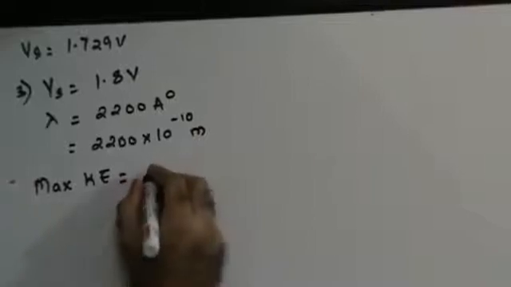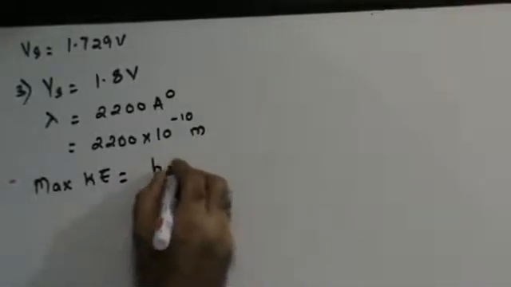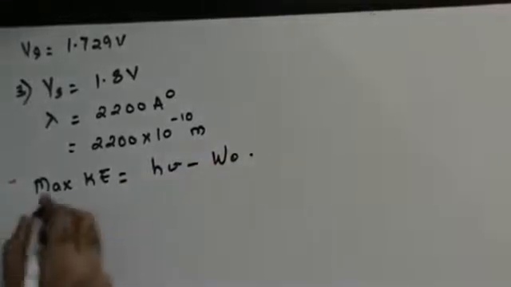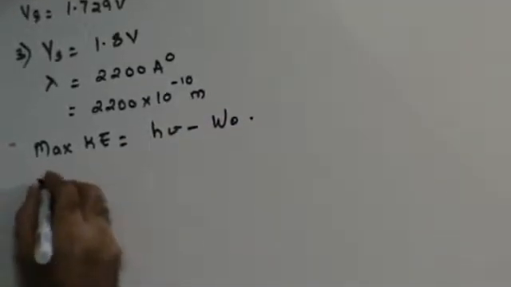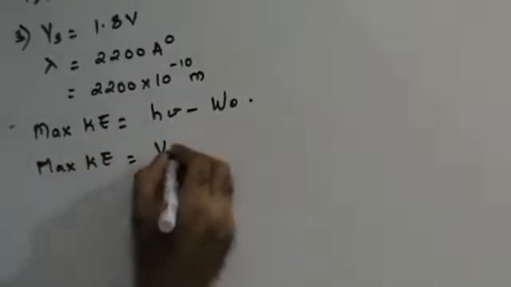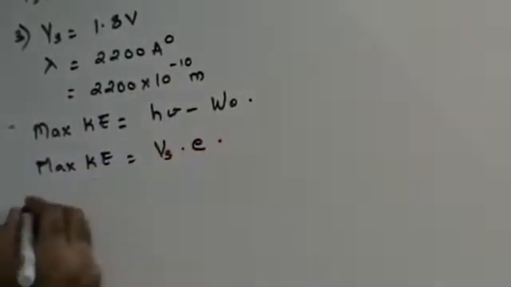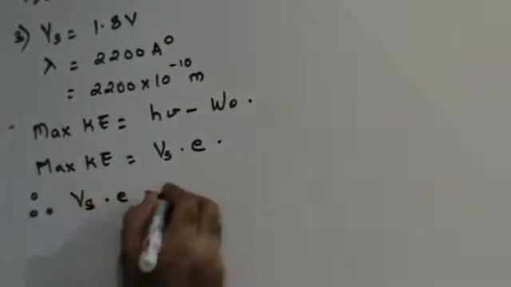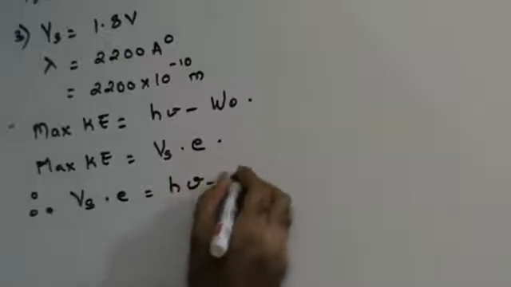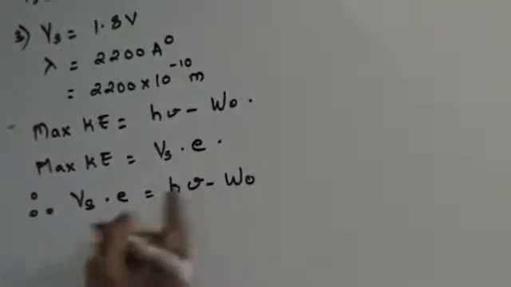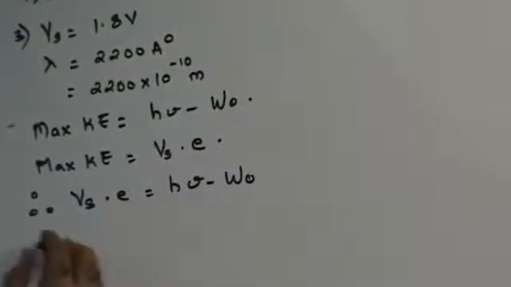Now guys, I can say that max kinetic energy is equal to hν minus work function, right? I can also say that max kinetic energy is stoppage potential into the charge on electron. Therefore, stoppage potential into charge on electron is hν minus work function, right? Now, ν can be written as c upon lambda.